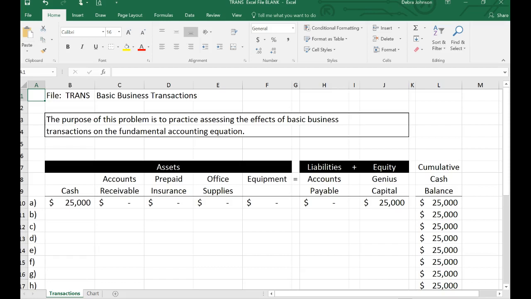It says, on October 1st of the current year, Mrs. Ima Genius opened up a tutoring business called Genius in Process, a sole proprietorship located in Southern California. The business had the following transactions occur during the first month. You'll see that transaction A has been recorded for you. The transaction says, opened a business checking account in the name of the business and deposited $25,000.